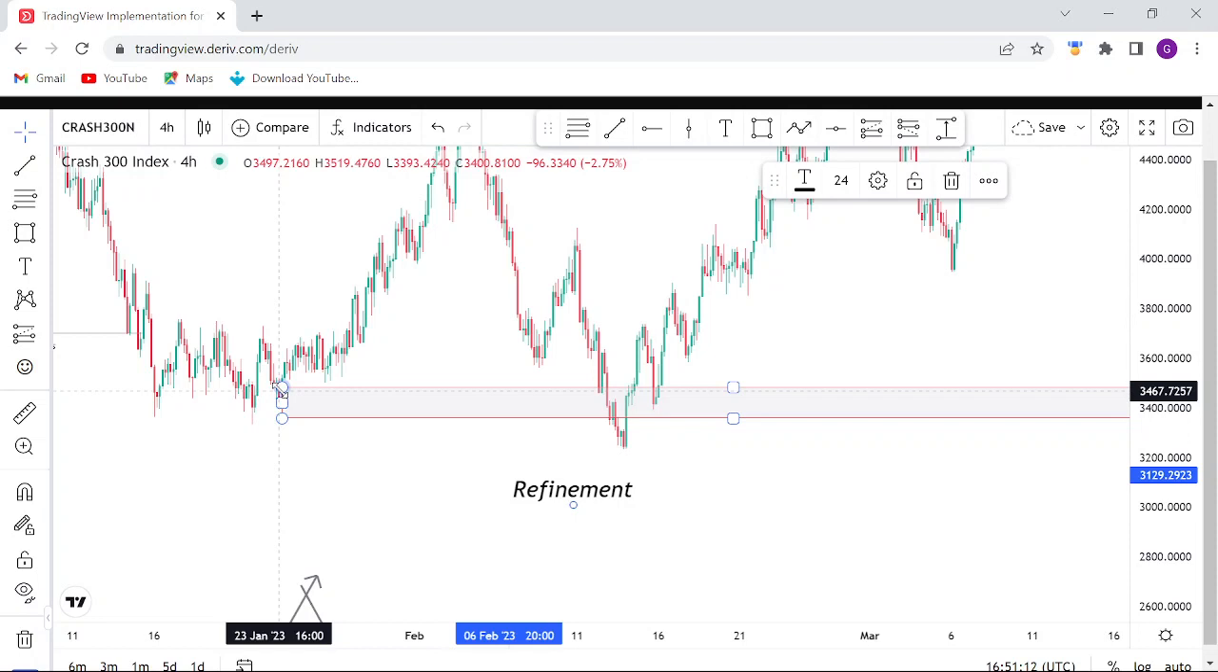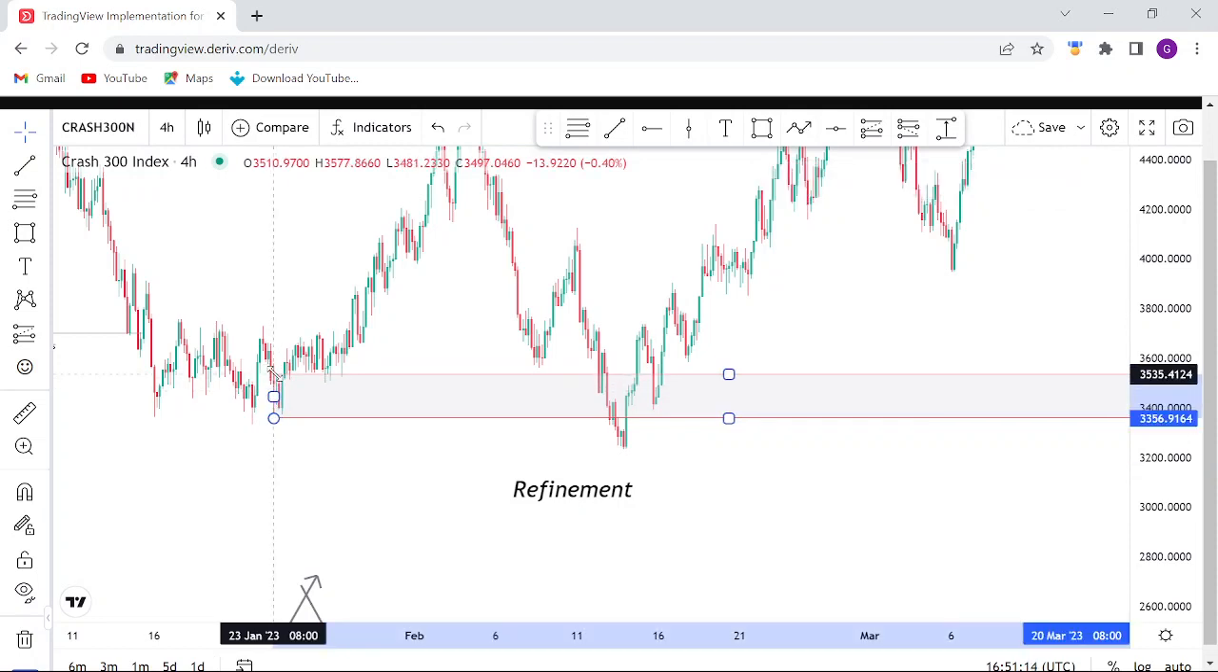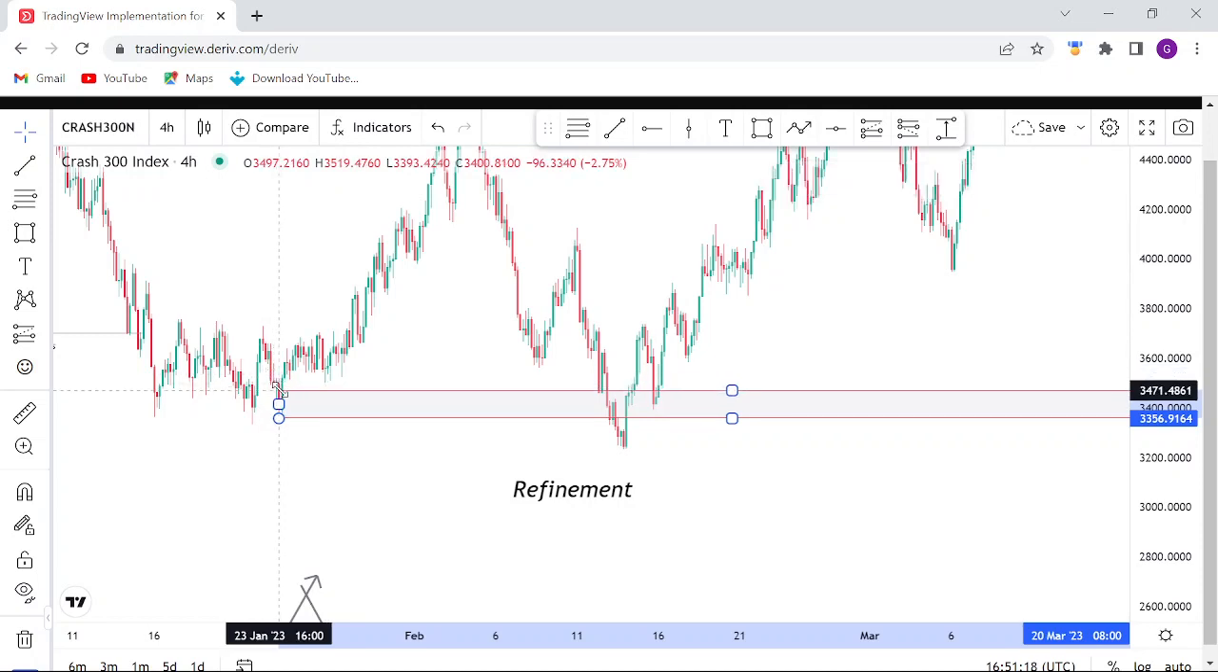For example, we are on the 4 hours time frame and you're having an order block like this. When you move to a smaller time frame, you are going to be having something like this. So this will reduce the amount of stop loss you will be using. If you're having a bigger order block on the 4 hours time frame, you will be expecting to risk more of your equity than when you're having a smaller order block.